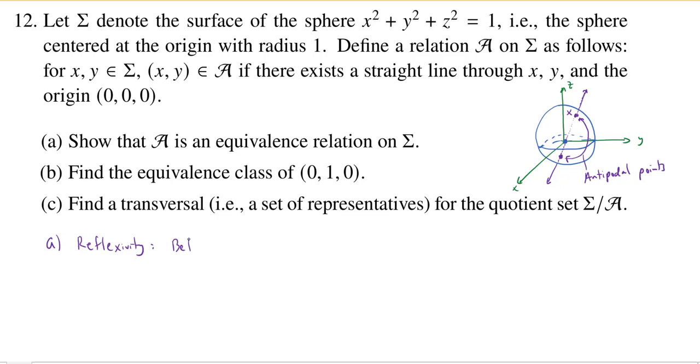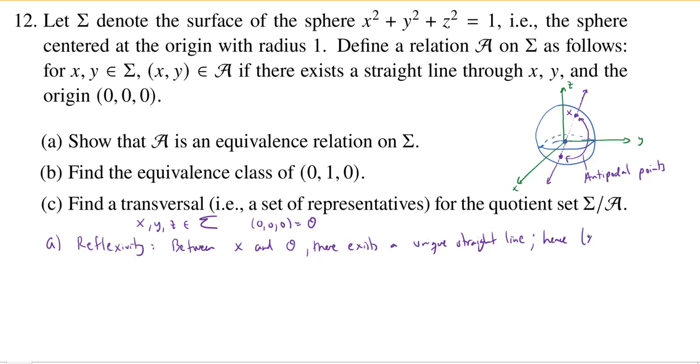So here we'll take 3 elements, x, y, and z on sigma. Between x and the origin, and let's abbreviate the origin with just a nice O, there exists, in fact, a unique straight line, although we don't need that for reflexivity. Hence, x comma x is an element of A.